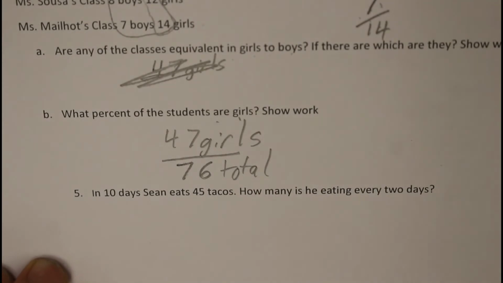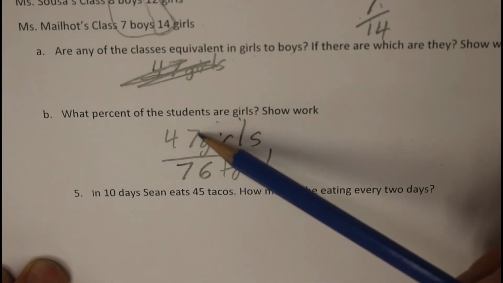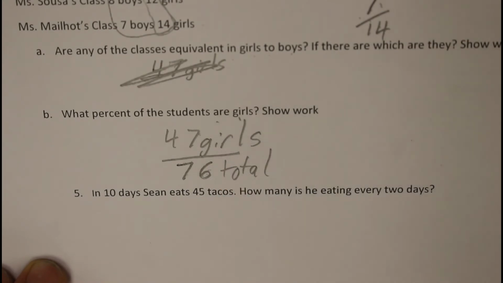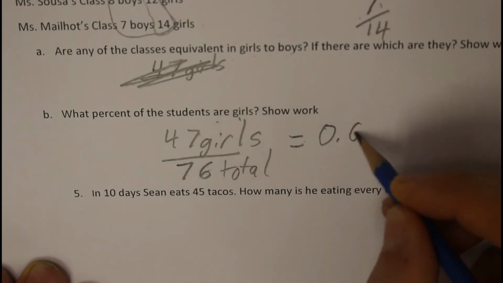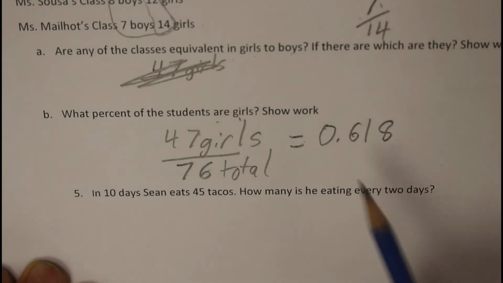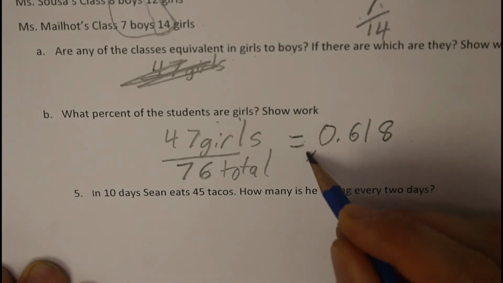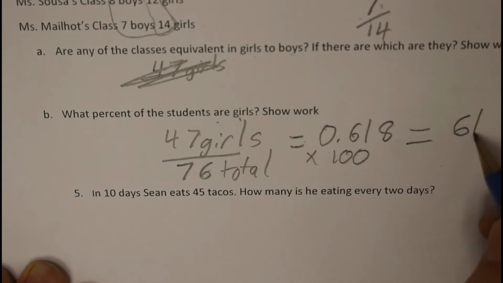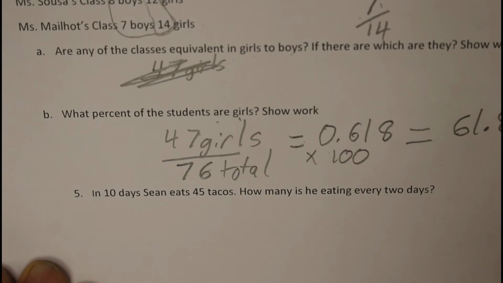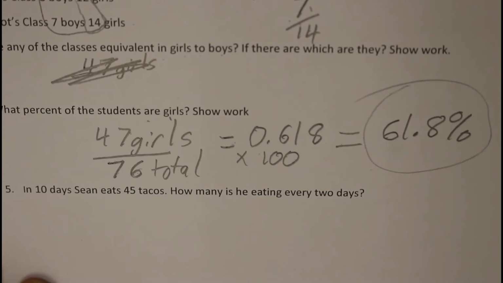76 total. So what you do next is you take the amount of girls and you divide it by the total. We're going to get some nice decimal. So it's going to be 0.0618. That doesn't look like a percent. Percent's always out of 100. So you multiply that by 100. And we get 61.8%. So that means 61.8% of the kids in these three classes are girls.